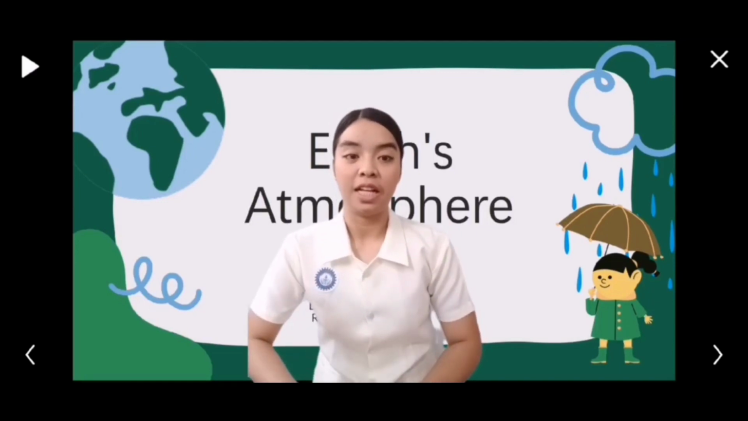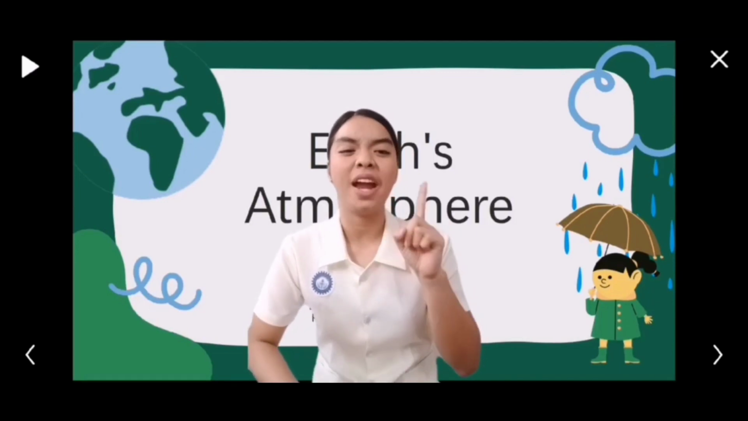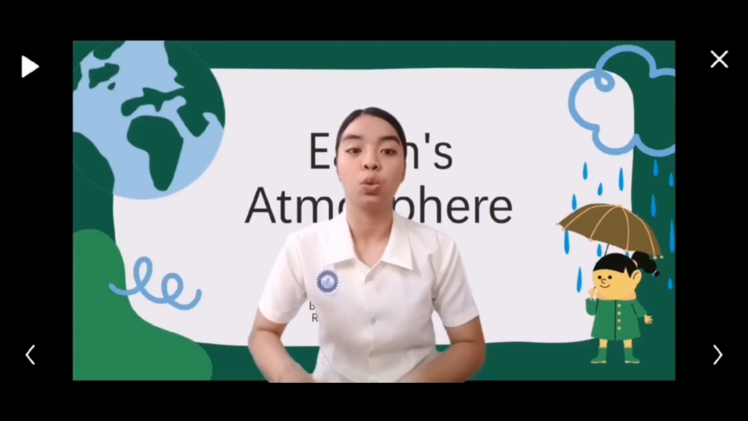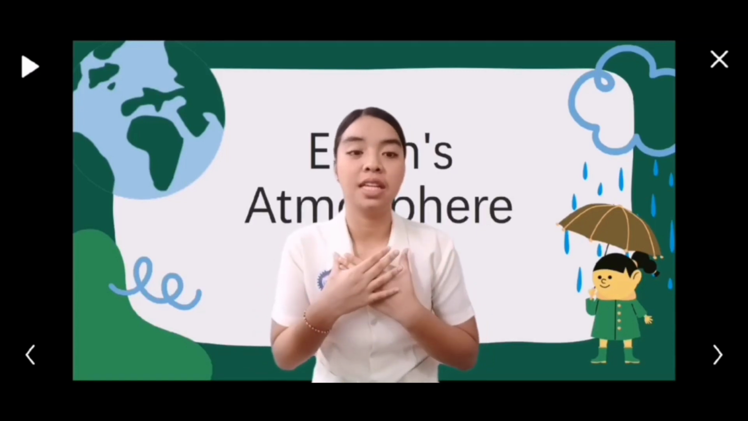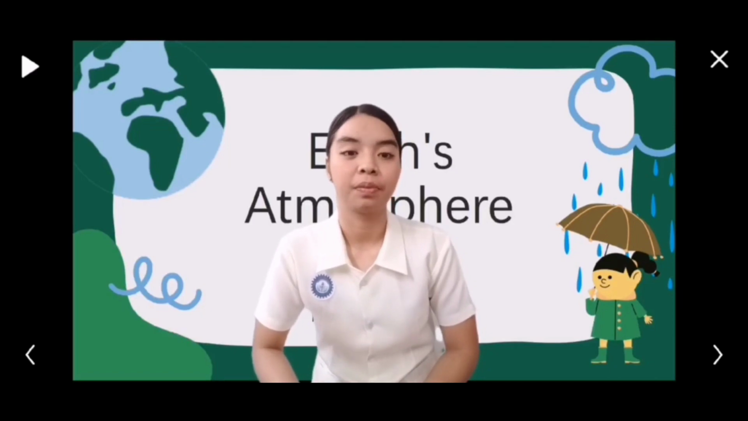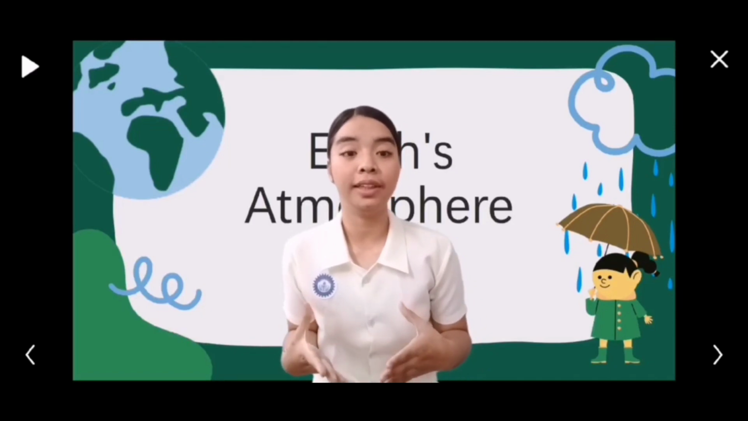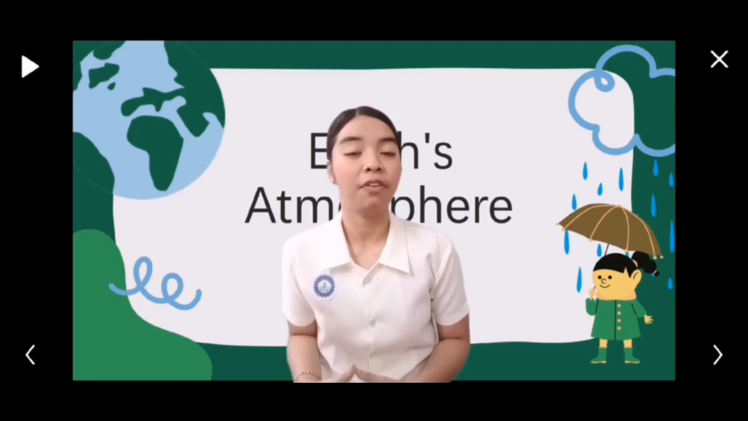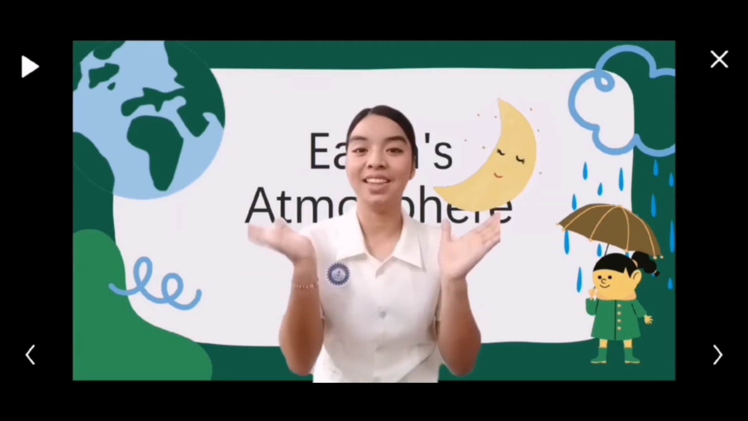The atmosphere that surrounds our planet is very important. It keeps us warm, it gives us oxygen to breathe, and it is where weather happens. It also keeps the overall temperature of the Earth fairly steady, especially during night and during daytime.